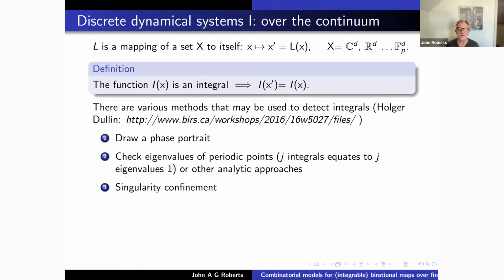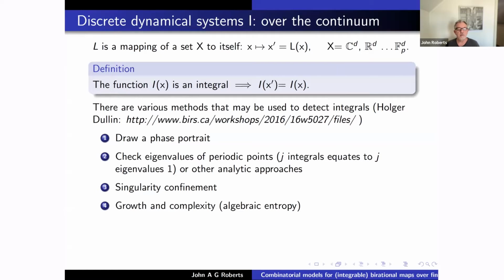And doing this over the reals or complex can be very subtle. There are various things you can do. The most obvious thing you would do would be to draw a phase portrait and try and see if your dynamics is living on a lower dimensional space than the ambient space, and in particular, does it appear to be lying on a surface or intersections of surfaces? There are various other checks that you can do, which are numeric, and in this story on the net, Holger in particular looks at eigenvalues of periodic points to many digits.